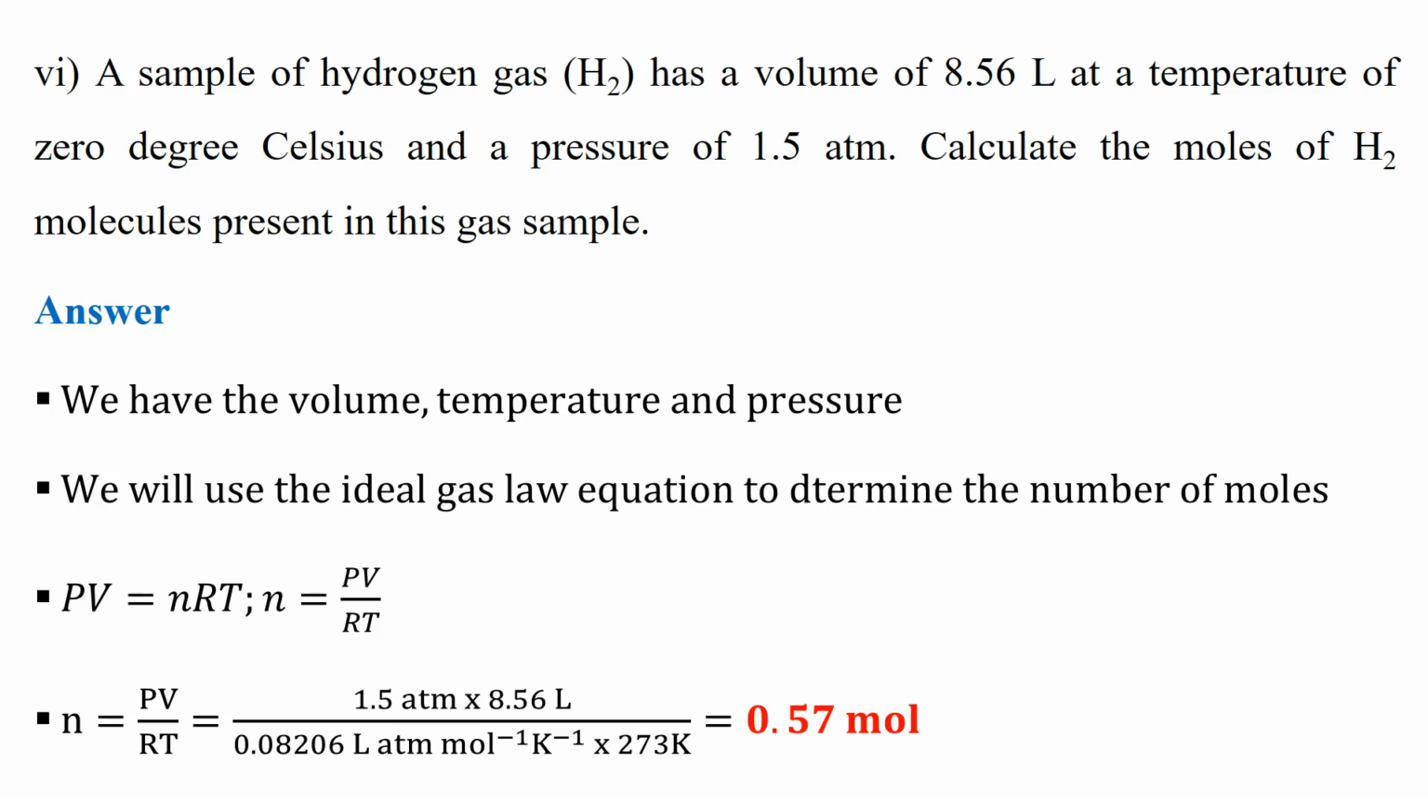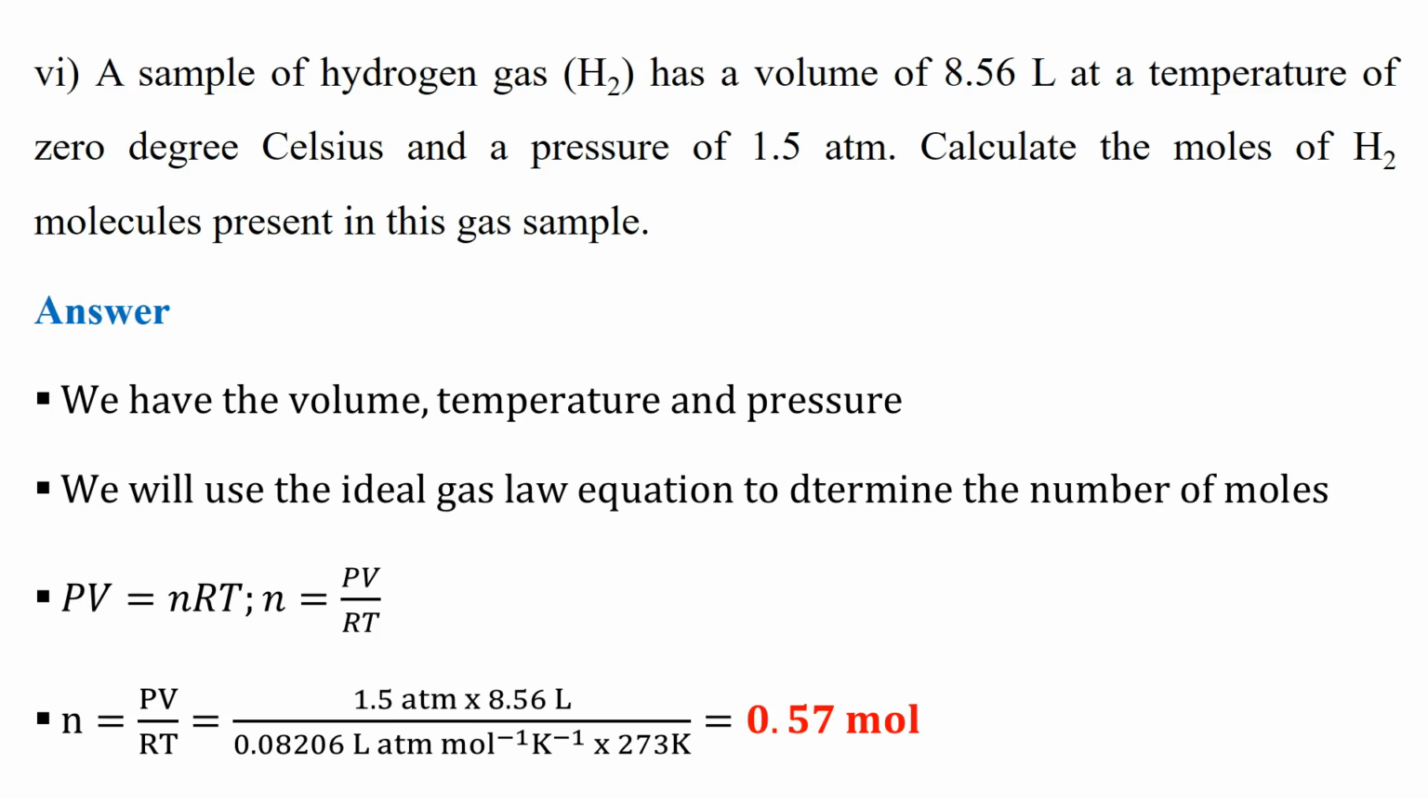We have a sample of hydrogen, and we have its volume. That is the one parameter we have. We have the temperature, that's the second parameter. We have also the pressure, that's the third parameter. Then we can calculate the number of moles, which is required. Calculate the number of moles of hydrogen present in the gas sample.